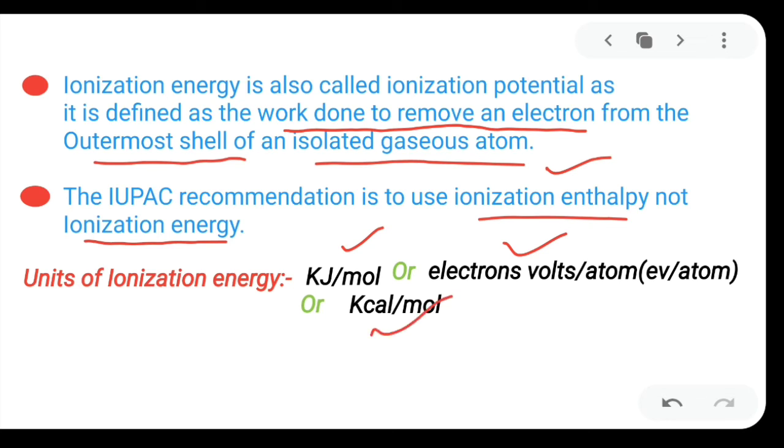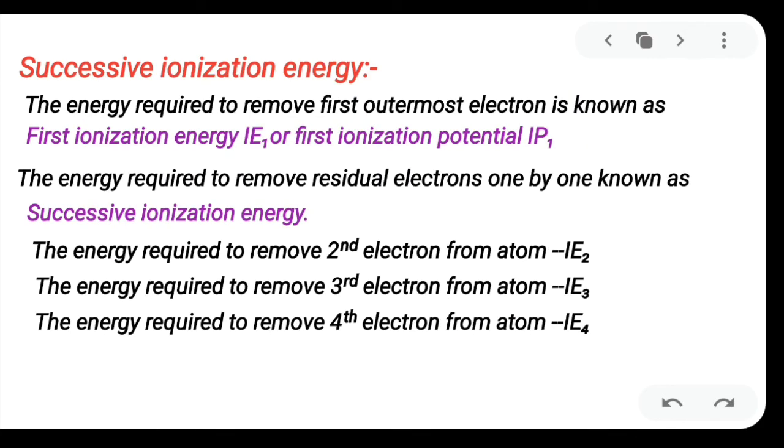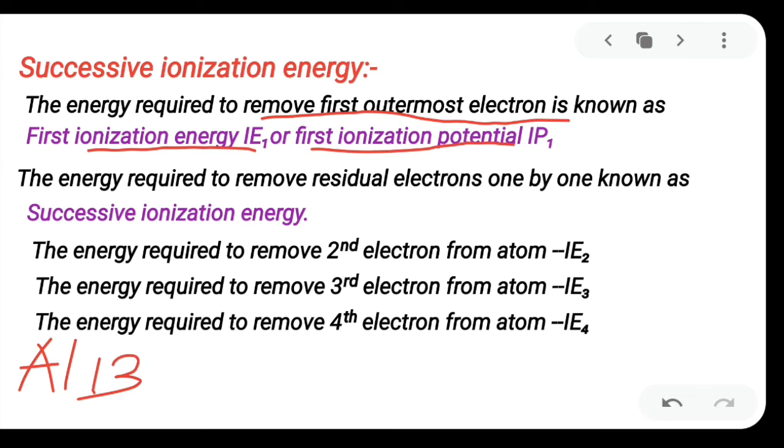These are the units of your ionization energy. Now let us discuss the successive ionization energy. The energy required to remove the first outermost electron is known as the first ionization energy or first ionization potential. Say for example, let us talk about aluminium. Aluminium's atomic number is 13.